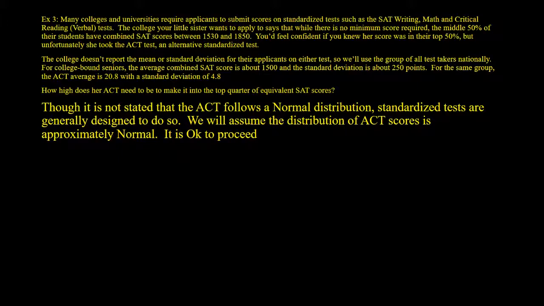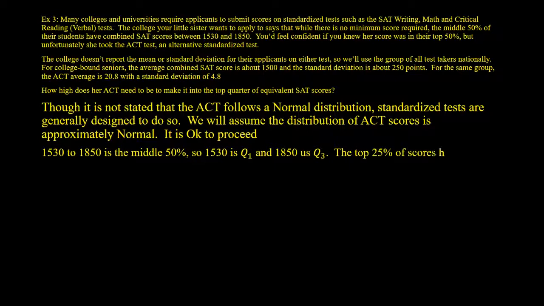Now let's figure this out. 1530 to 1850 is the middle 50%, which means 1530 is Q1 and 1850 is Q3. So the top 25% of scores have an SAT score above 1850. The Z-score for the SAT will be 1850 minus 1500 over 250, which equals 1.4. That's our Z-score for the SAT top score.